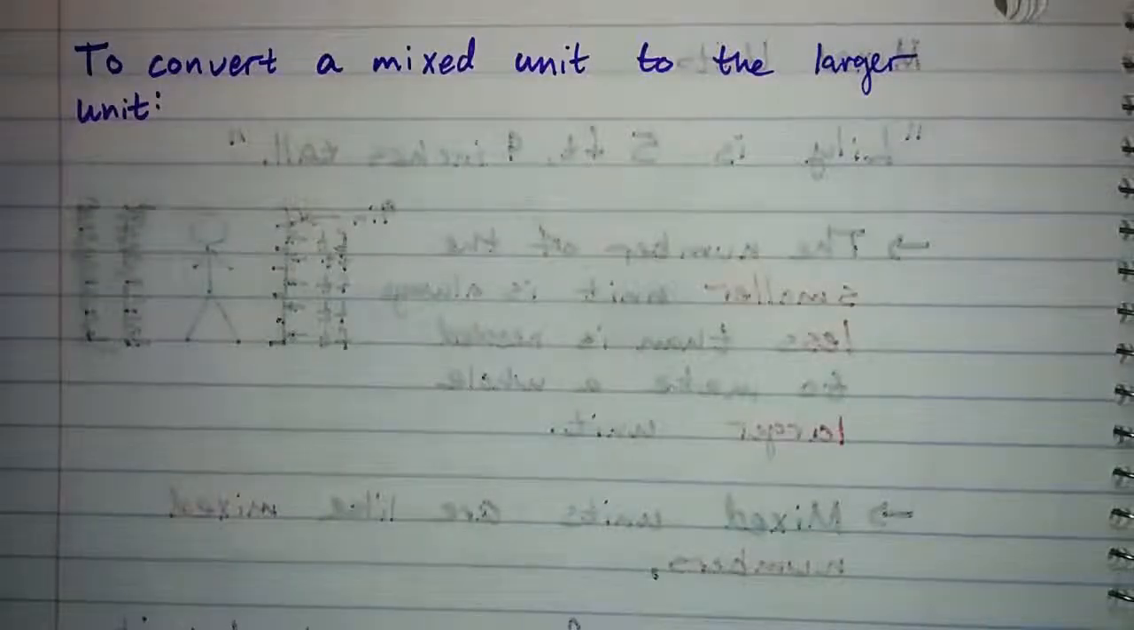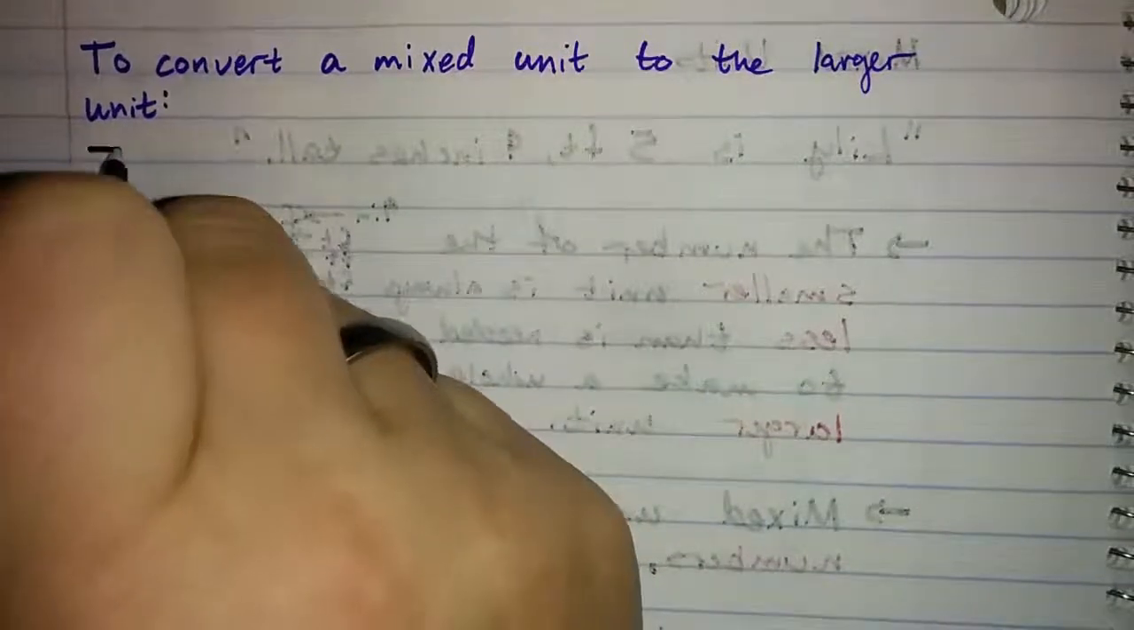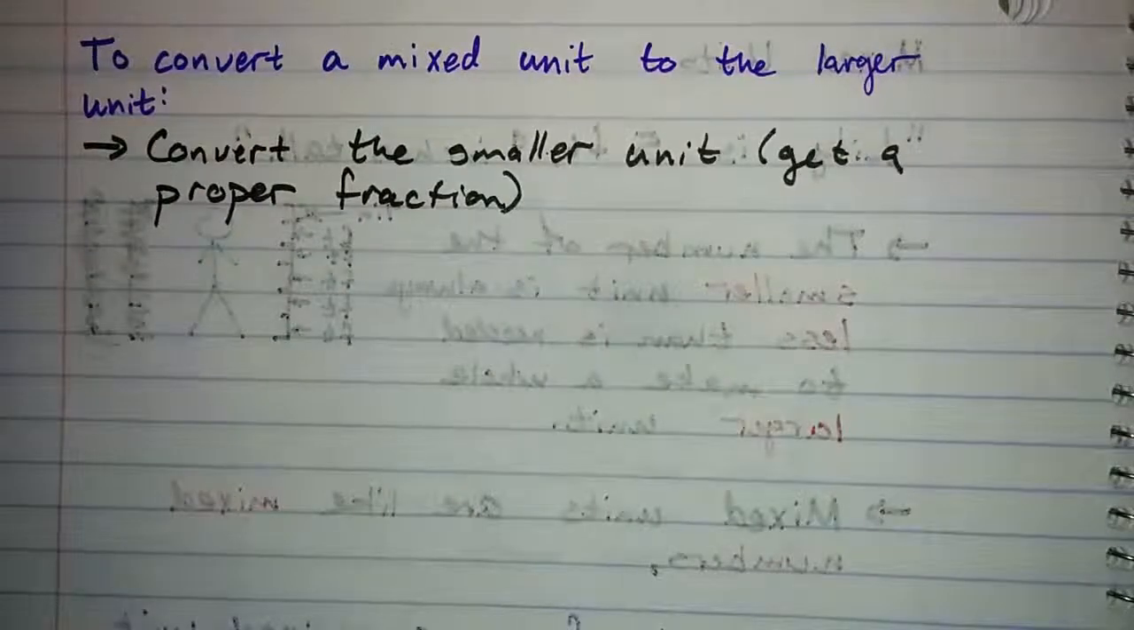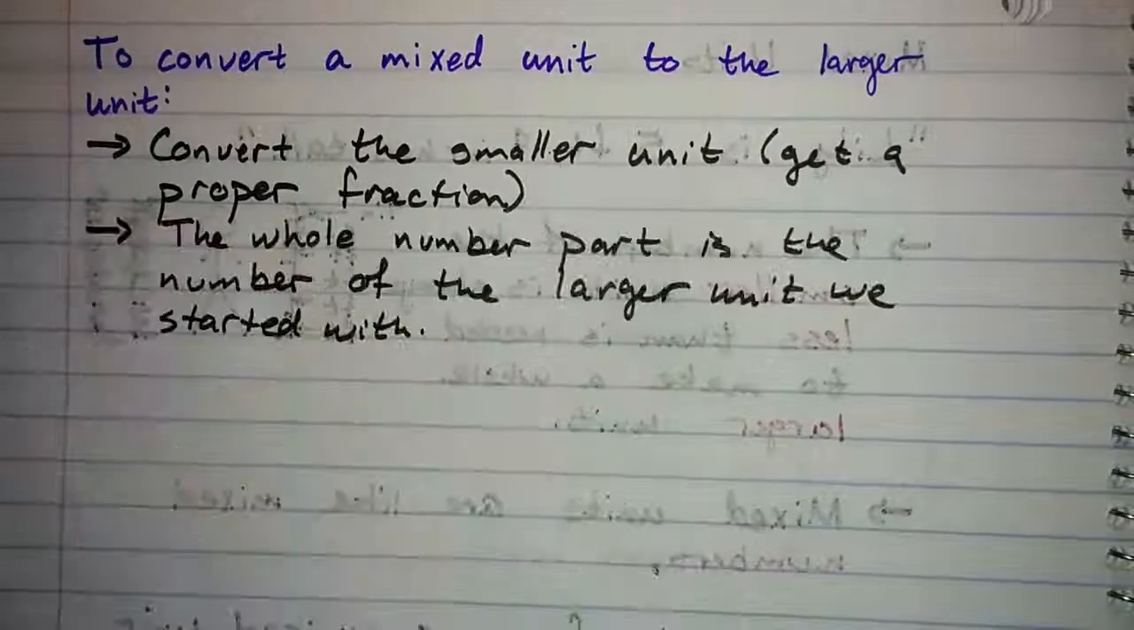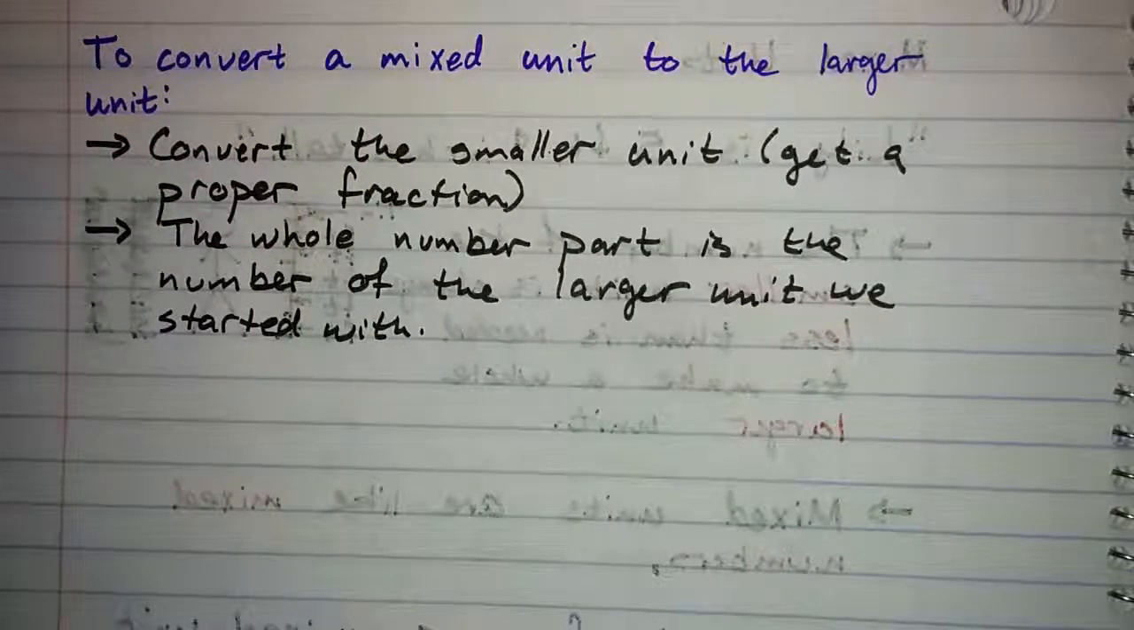If we have a mixed unit that we want to write in terms of the larger unit, of course we'll get a mixed number. So we'll convert the smaller unit, at which point we'll have a proper fraction. And then the whole number part is the number of the larger unit we started with.